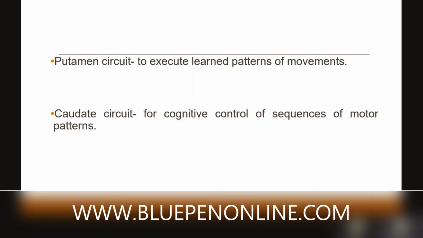And the caudate circuit involves this cognitive control on various movements. The other one is related to learned patterns, which we do regularly or are aware about. Whereas the caudate circuit involves spontaneous activities that happen in our day to day lives, or just once in a blue moon.